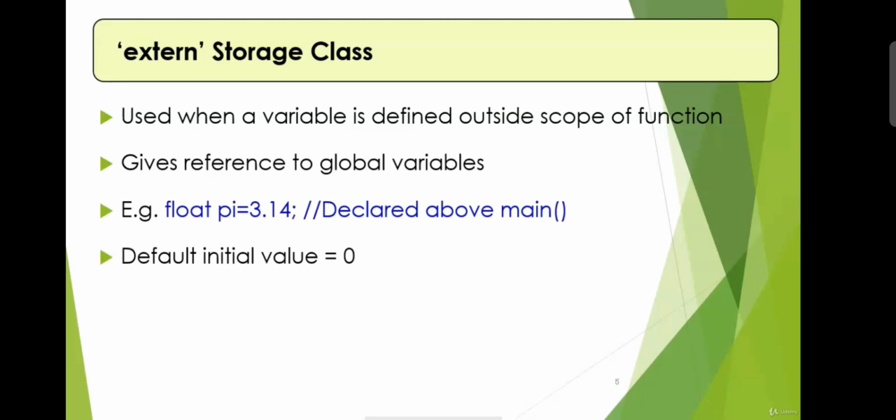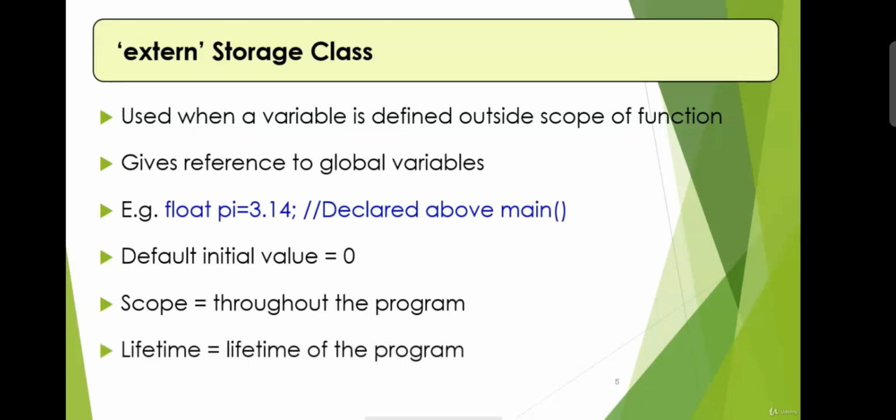Default initial value for the extern variable is 0. Scope is throughout the program. So as we discussed earlier, global variables are available to you inside all functions of the program. Lifetime of extern variable is equal to lifetime of the program.